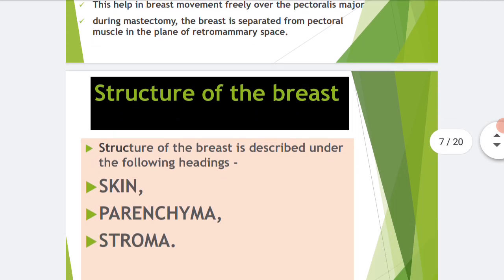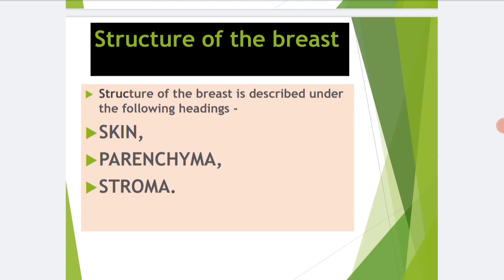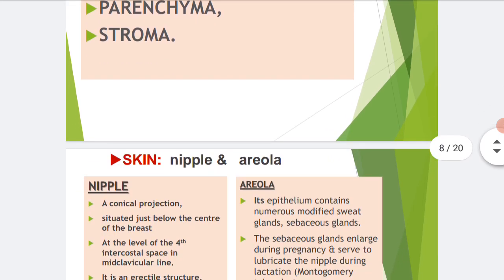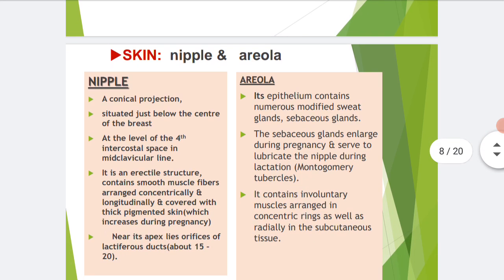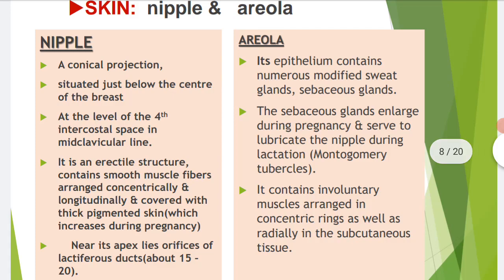Now the structure of the breast. The structure of the breast is described under the following headings: skin, parenchyma and stroma. The skin surface includes the nipple and areola. The nipple is a conical projection situated just below the center of the breast, at the level of the fourth intercostal space in the mid-clavicular line.